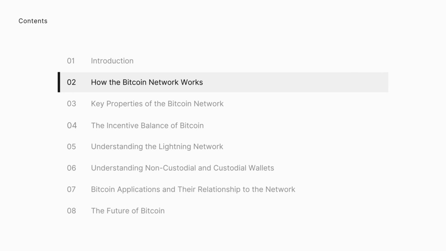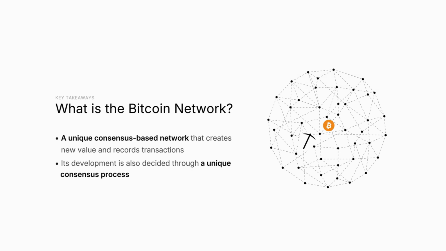In this series, we'll move forward in the following order. Now, let's begin by looking at how the Bitcoin network works. As we've already discussed, the Bitcoin network operates through a unique form of majority consensus. Because the people and organizations running the software effectively participate in this consensus, it can be difficult to understand how the network behaves and how its development direction is decided.